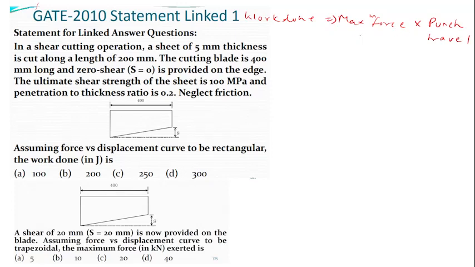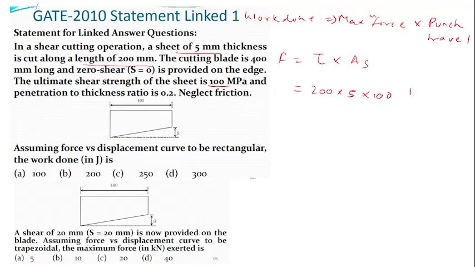So firstly we have to find the force, then we have to find the punch travel, how much the punch is traveling. For force, it will be tau into As, right? As is the area of shear. The cut is along the length, so you know that it is cutting along the length. So your area of shearing will be 200 multiplied by whatever the thickness is given, 5. And then your tau is given as 100 MPa.